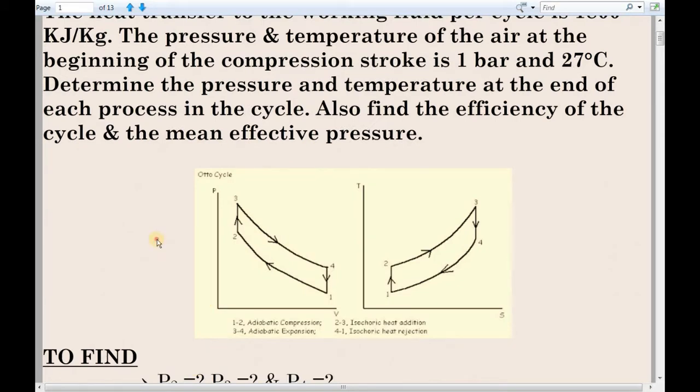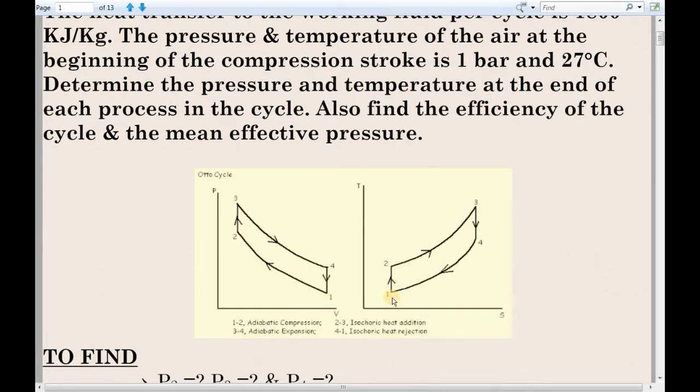Now I will analyze the question. Here is the PV diagram and TS diagram of Otto cycle. In this PV diagram and TS diagram, process 1 to 2 is reversible adiabatic compression, process 2 to 3 is constant volume heat addition, process 3 to 4 is reversible adiabatic expansion, and process 4 to 1 is constant volume heat rejection.